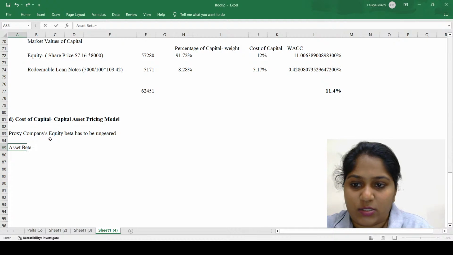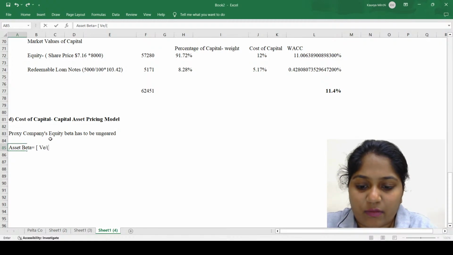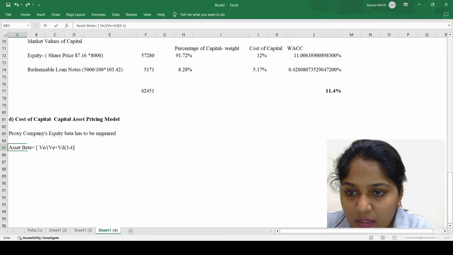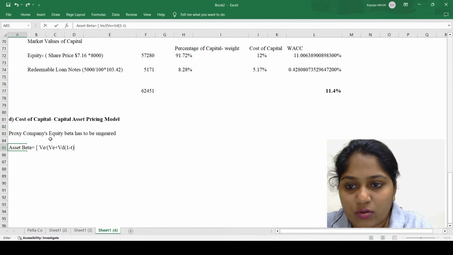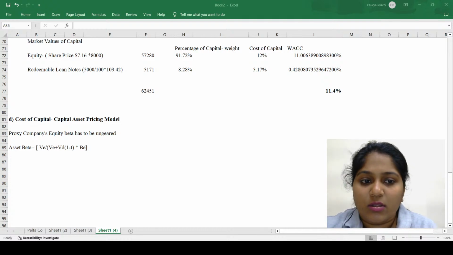Asset beta is equals to, take the bigger bracket, weight of equity divided by equity plus weight of debt multiplied with 1 minus tax rate. This is the formula that we have to go ahead and apply. Correct, everyone?